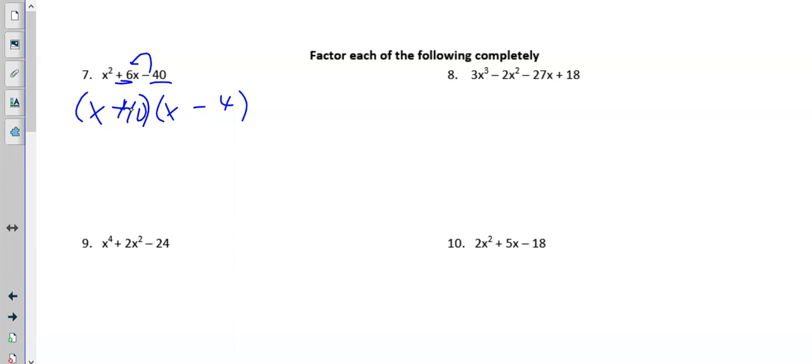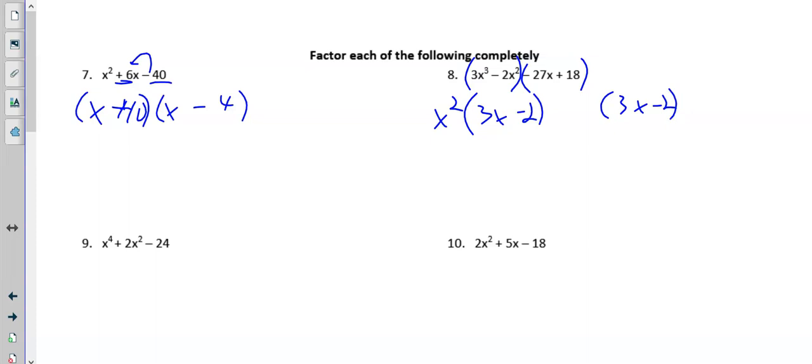Never hurts to check. That gives me negative 40. 10x minus 4x is 6x. Okay, here, I'm going to factor by grouping. What can I take out of the first two? x squared. Now I divide. 3x minus 2. I get to cheat and write 3x minus 2 right here.